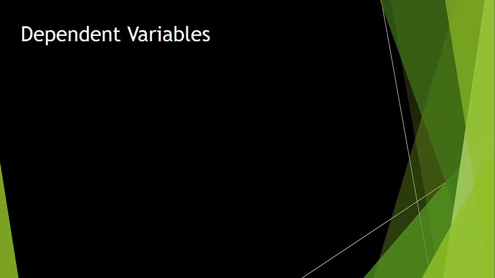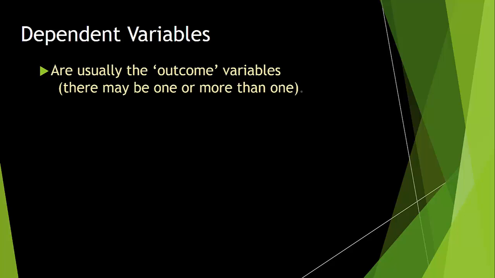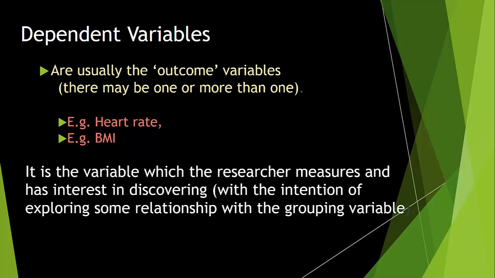Now let's compare and contrast to the dependent variable. The dependent variable is usually the outcome variables, because there may be more than one of these, and these are the variables which we are interested in seeing perhaps changes or differences across groups depending on our intervention. So we could be looking at their change in their heart rate before and after exercise, or changes in their BMI before and after a dietary intervention. In other words, it's the variable which the researcher herself is interested in studying, has to measure, and therefore wants to discover any relationships that may occur between its value and the grouping variable.